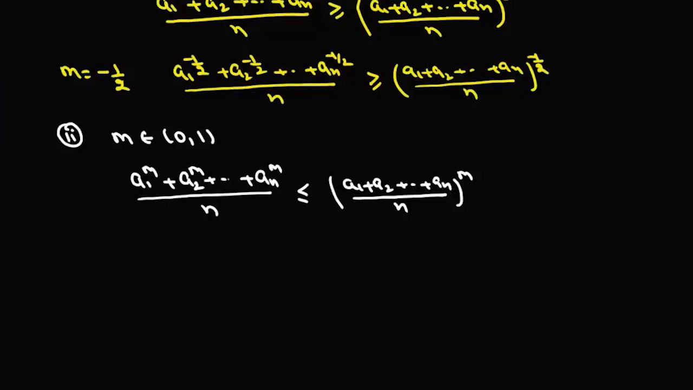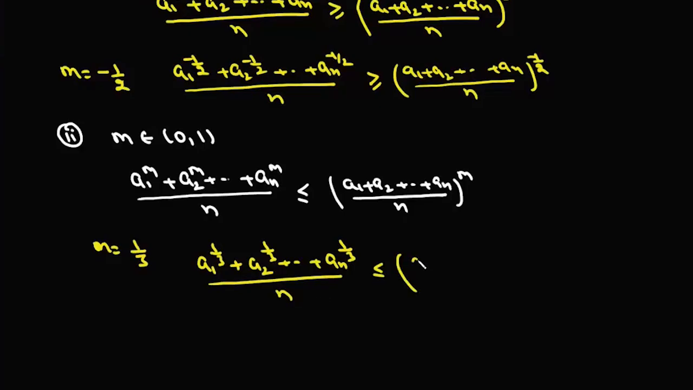So if we take an example, suppose we consider m as 1 by 3, we can write (a1 to the power 1 by 3 plus a2 to the power 1 by 3 up to an to the power 1 by 3) whole divided by n will be less than or equal to ((a1 plus a2 up to an) by n) whole to the power 1 by 3.